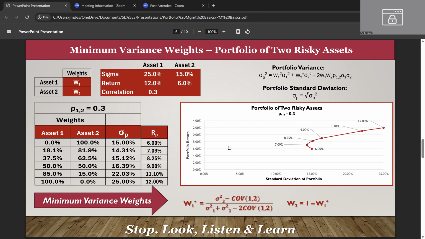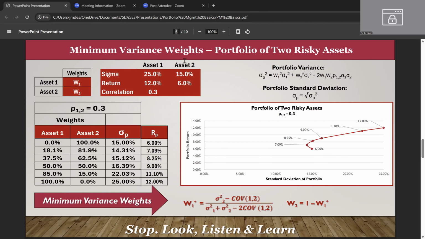And so the main takeaway here is to know this formula, because it's definitely conceivable that on the exam they can ask you what weights would minimize the portfolio variance or standard deviation of the portfolio. You need to be able to pull this out and use it. Just knowing this formula is going to save you a lot of time, right?